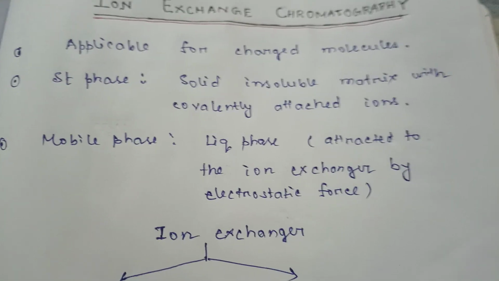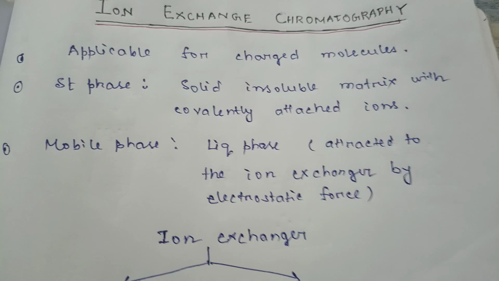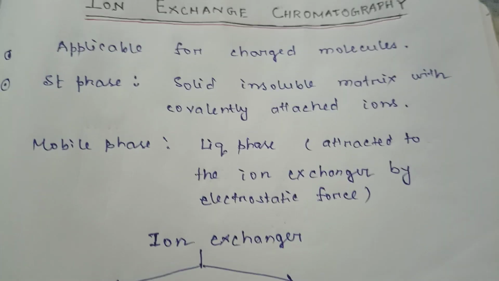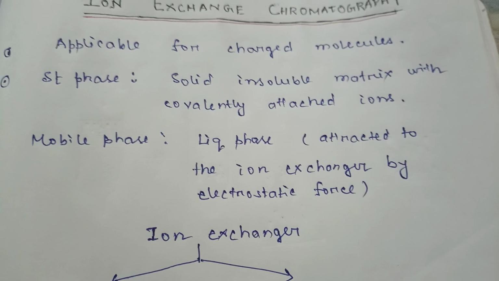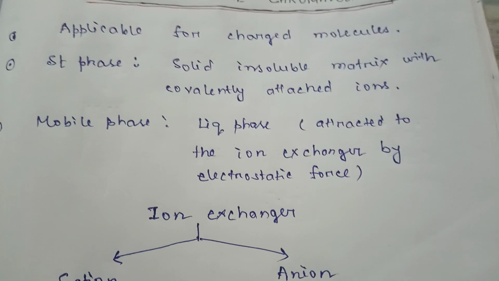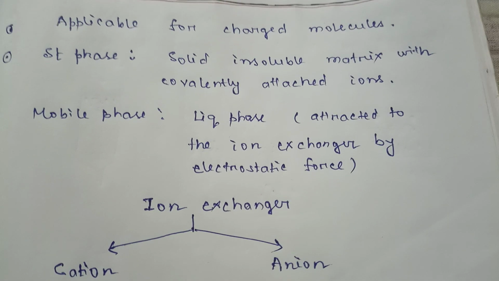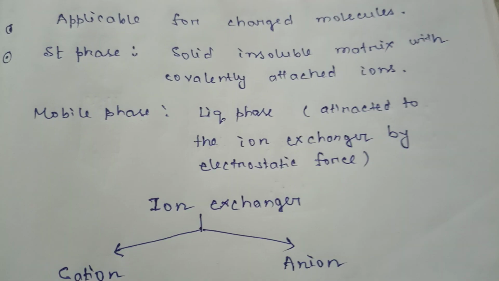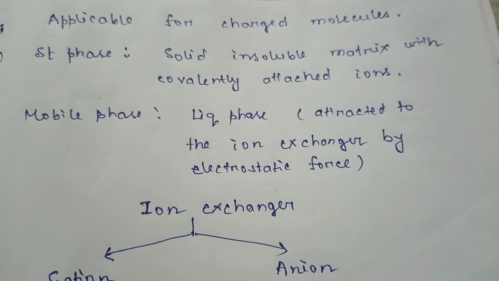Now in this technique, the stationary phase will be a solid, insoluble matrix, and it will be covalently attached with ions. It can be either anions or cations. It depends on the exchanger. I will tell you later what is exchanger. Now the mobile phase will be a liquid phase, and that will be attracted to the ion exchanger by electrostatic force.